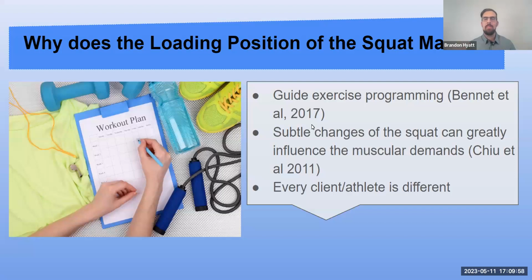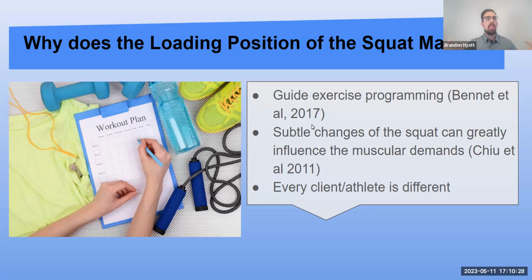Why does squat loading position matter? Well, if you think about the fundamental movements, there really is no other fundamental movement that we can tweak and change and modify the loading position as much as the squat. And for the longest time as a personal trainer, I did not think too much beyond loading position for a squat other than a front squat or a back squat. But there's really so many more variations than that that can profoundly impact your client.